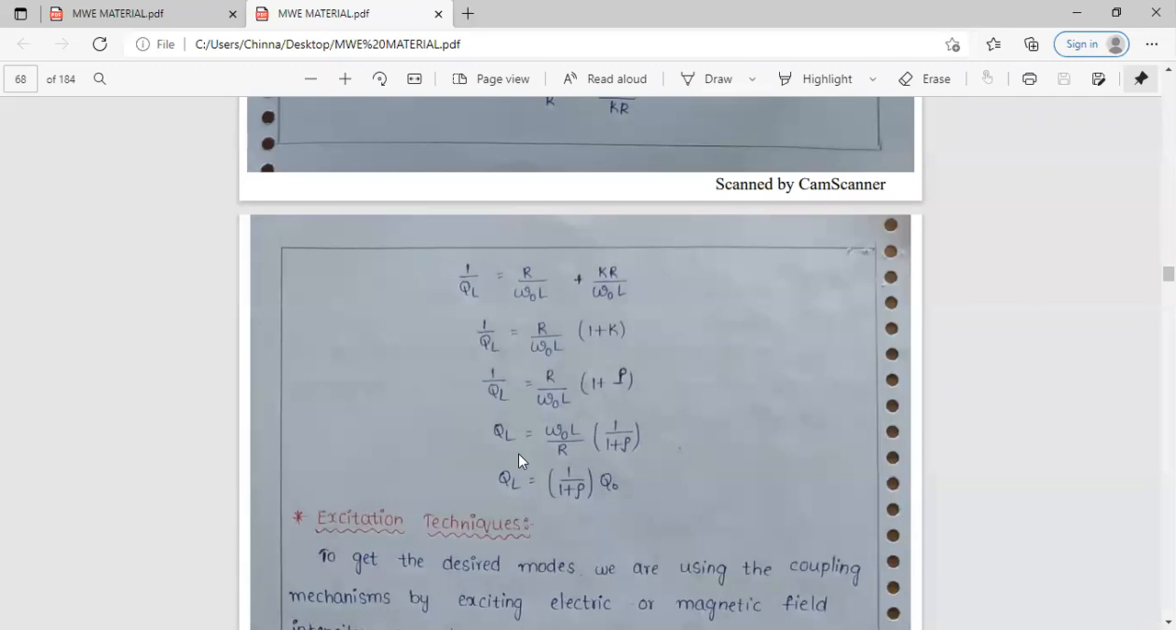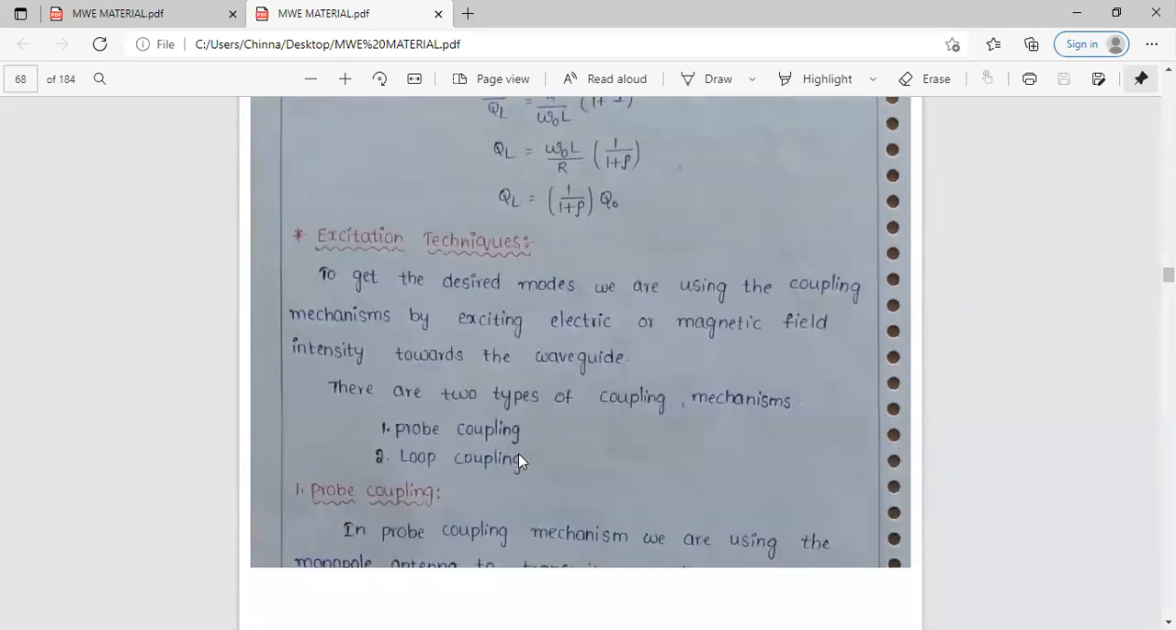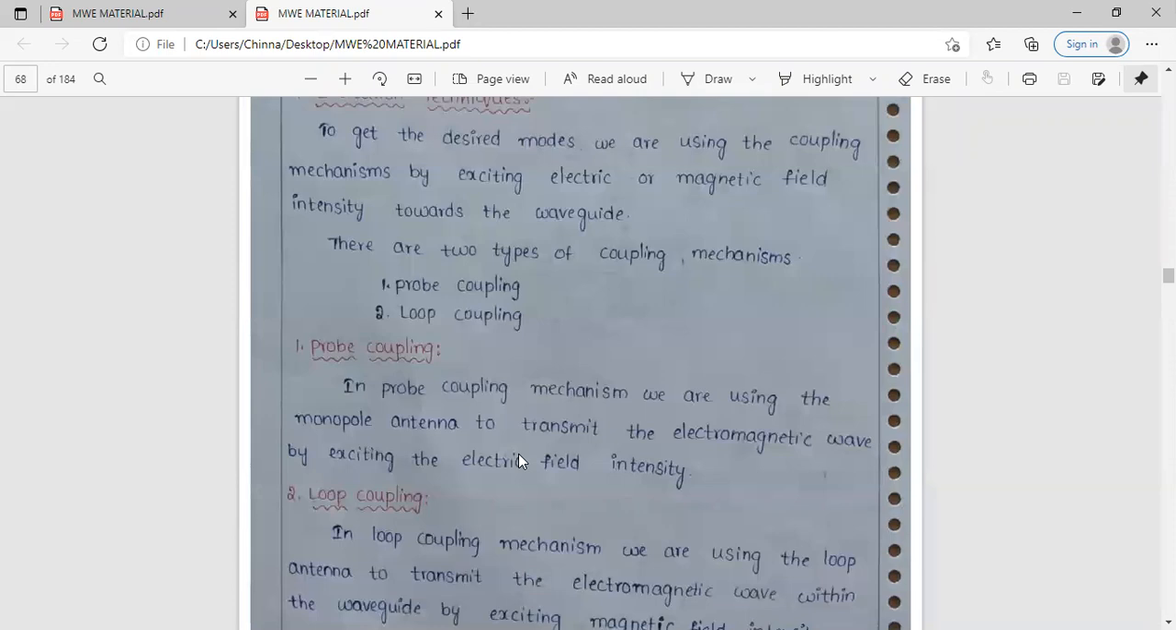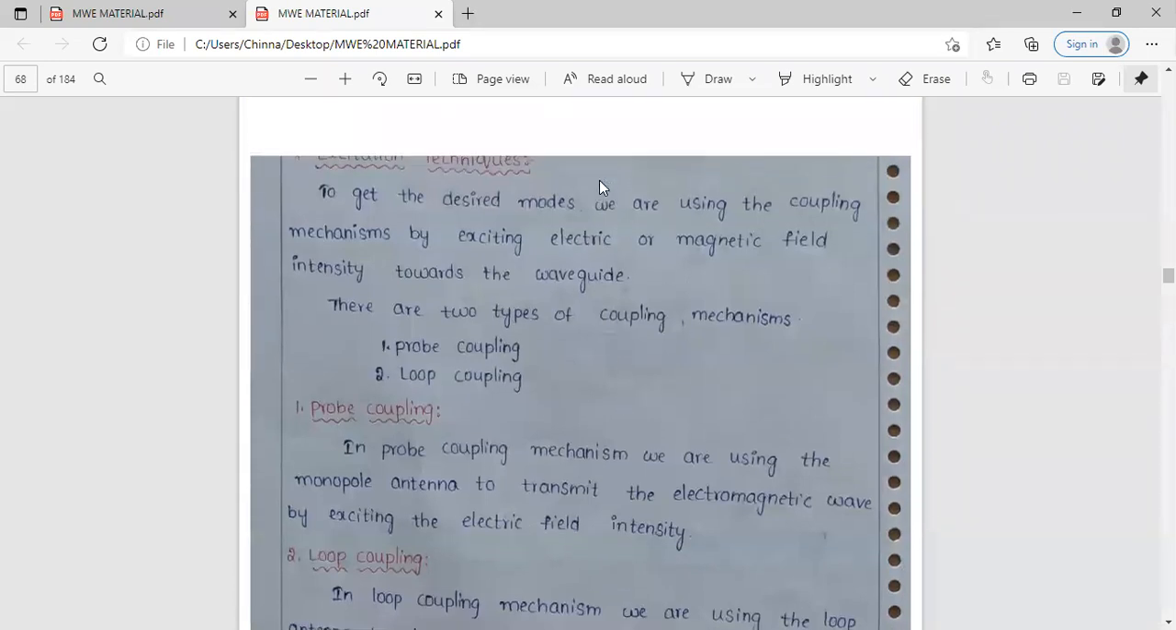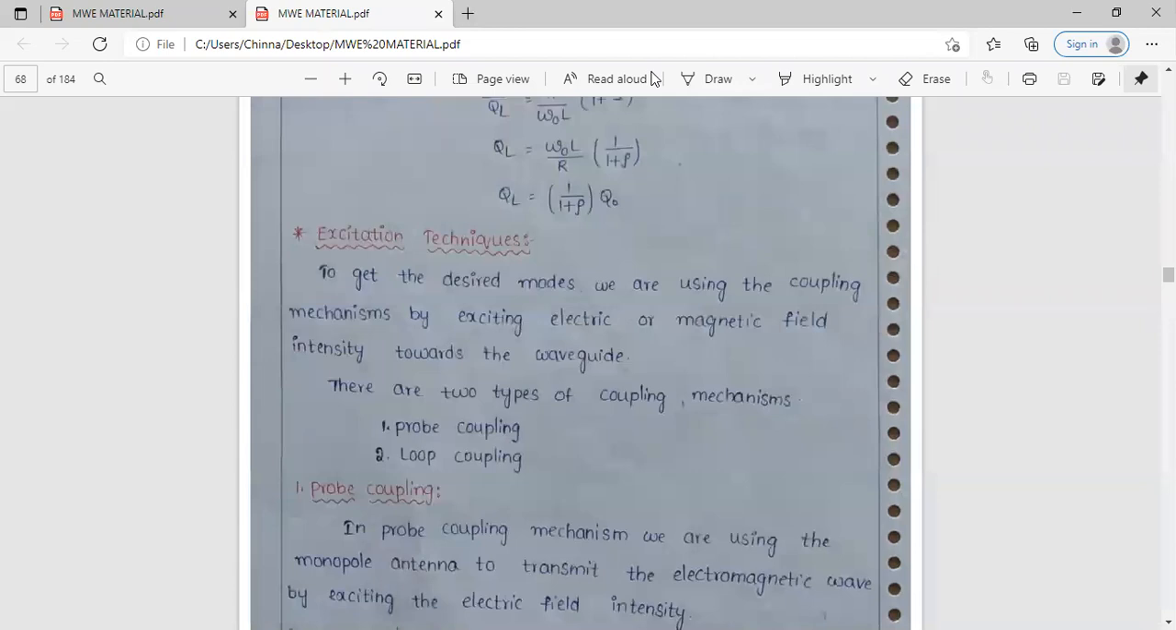So tomorrow class we can discuss the excitation techniques. So exciting techniques అనేది cavity resonator లో ఎలా యూస్ చేస్తాం. So ఇది కూడా అడుగుతున్నాడు ఒకసారి. So tomorrow class లో we can discuss the exciting techniques. Okay. Thank you.